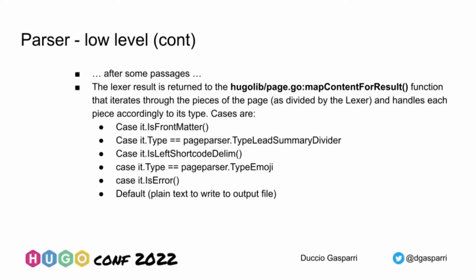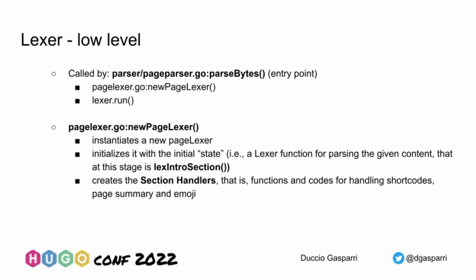Once the Lexer has finished, the chunks that are emojis, shortcodes, front matter, are passed through to the function map content for result. The Lexer at the low level is called by the parseBytes function. The function newPageLexer sets the initial state of the Lexer. It is called a state, but it is indeed a function for parsing the content given. And the next state is set by the previous state.